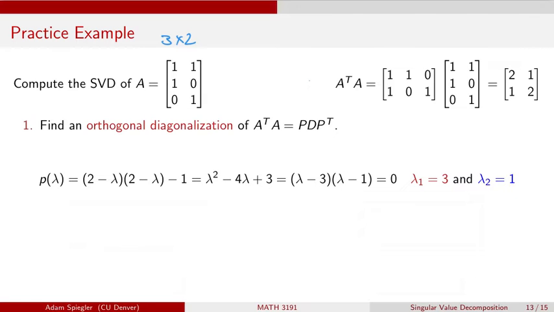Then we want to find eigenvectors for each of these eigenvalues. Taking lambda equals 3 first, we set up a matrix where we take A transpose A and subtract 3 from each of the diagonal entries. Subtracting 3 from 2 gives us minus 1. We still have a 1 here, and a 1 here. Then I subtract the eigenvalue 3 from the other diagonal entry, which gives me a minus 1 over here.